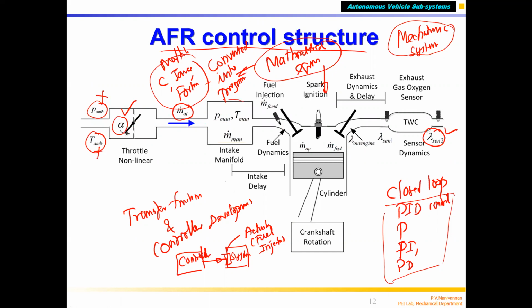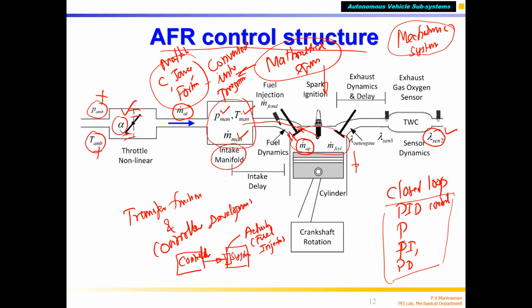Once you control it, then the manifold is a storage device. The manifold volume decides what the pressure inside the manifold is, along with the air temperature and the mass of air entering into the manifold. That depends upon the throttle opening alpha. From the manifold, the air further goes inside the cylinder, the combustion chamber, because a vacuum is created and the piston is going down. At that time the mass of air entering into the combustion chamber, which is called M-AP, is decided by the opening of the valve.